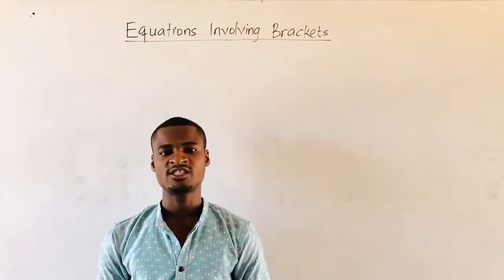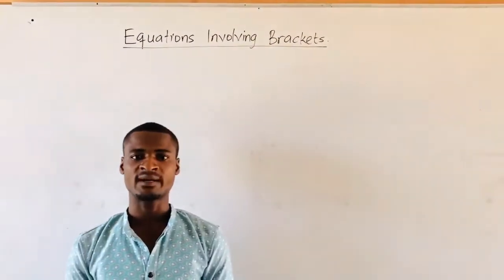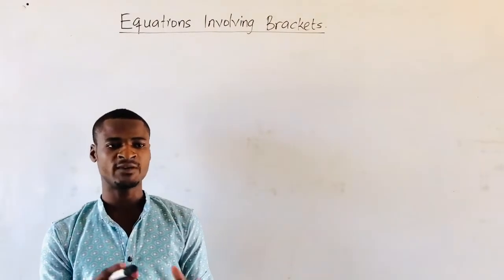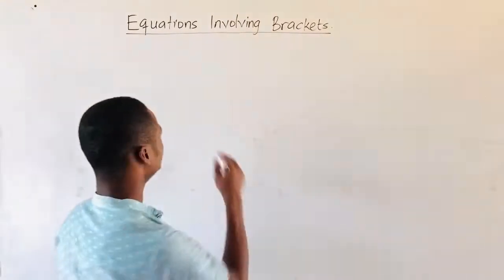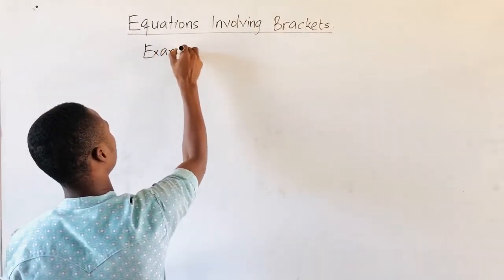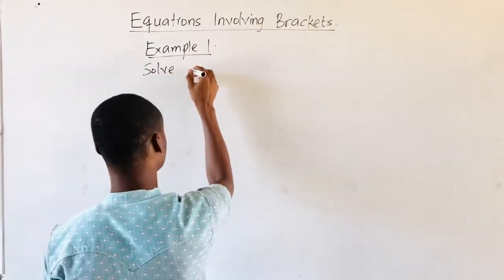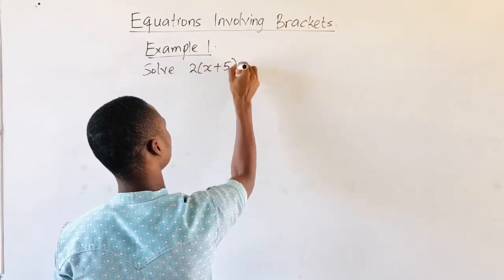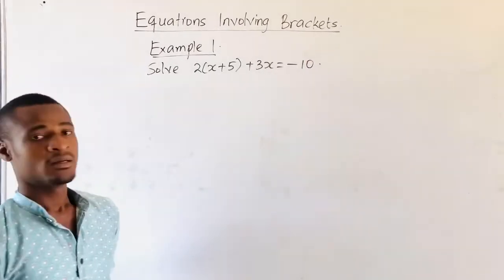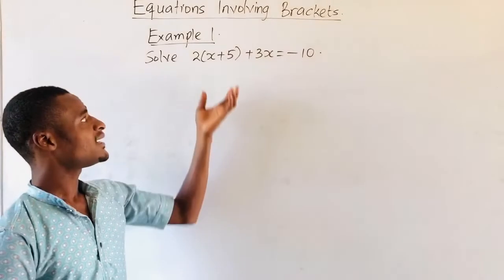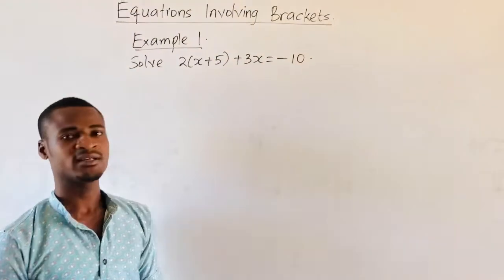Today we'll look at equations that involve brackets and those that involve fractions. We'll start with those that involve brackets, where we'll basically learn how to remove the brackets in the equation by expansion. Let's take our first example. So in this example, we'll first learn how to remove these brackets, and we can do so by expansion. Let's check out the solution.